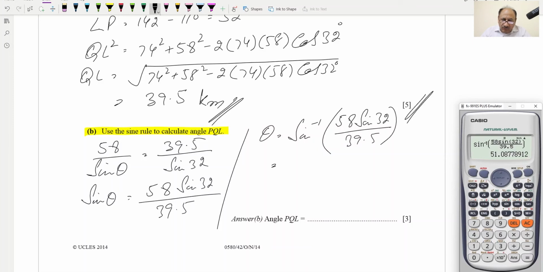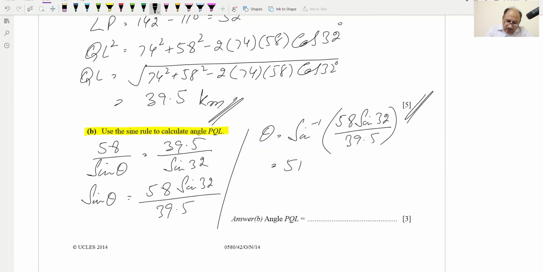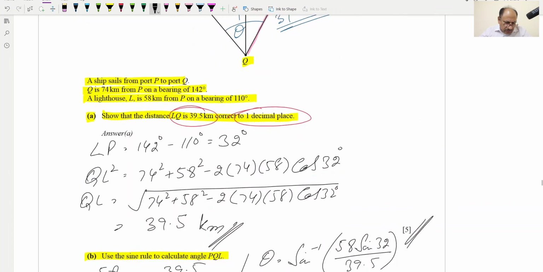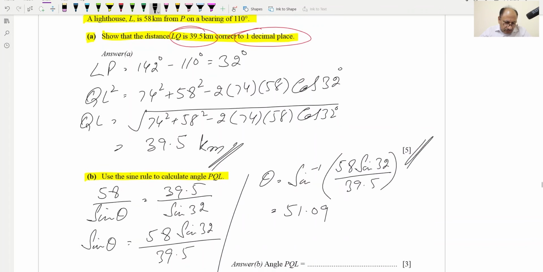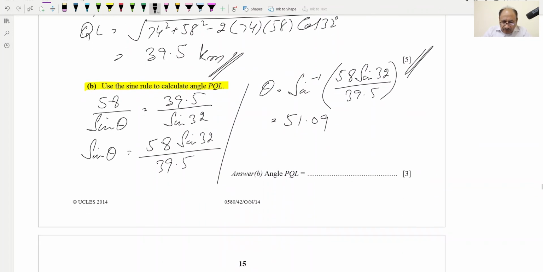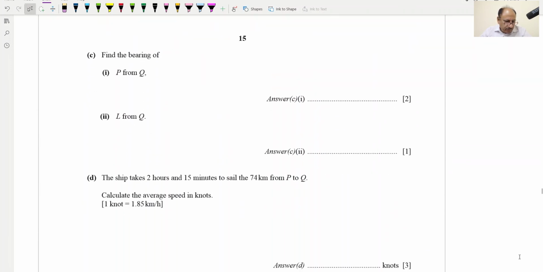equal to 51.087, or we can write 51.09, and this is basically to 1 decimal place is only a part, so we can write this one 51.09 degrees basically, and this will be a 3 marks question, which we are done. Hopefully you understood this. Now this is find the bearing of P from Q.